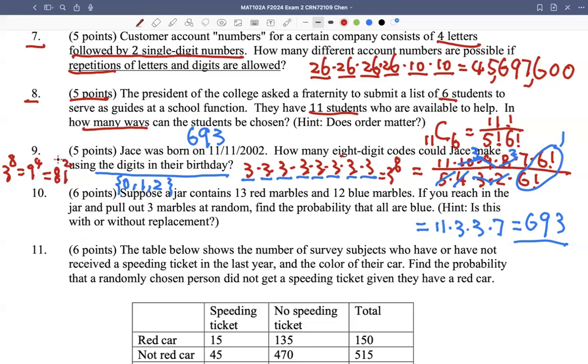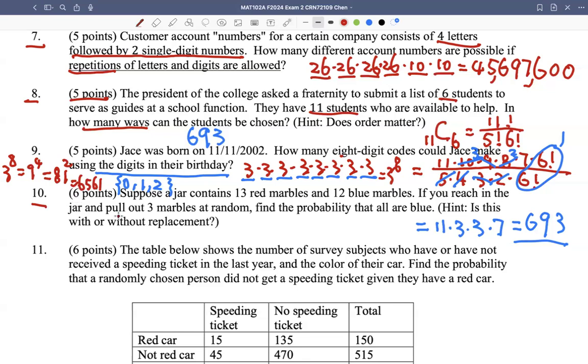Or you can just hit into a calculator 3 times 3, 8 times, all right? But for me, I'm going to only do 81 squared. 81 times 81 is 6,561 of them. All right, so that's 9. Now let's see 10.